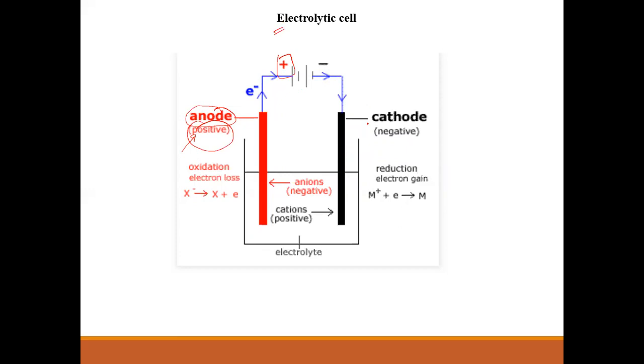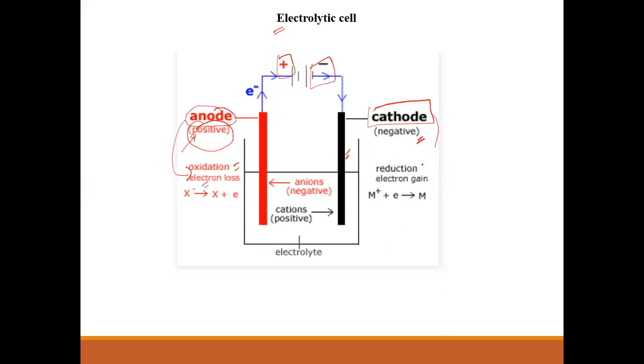This black rod is the cathode. We connect it with the negative terminal, so its charge is negative. Okay. You know that at the anode, oxidation takes place. What is the meaning of oxidation? That is loss of electrons.